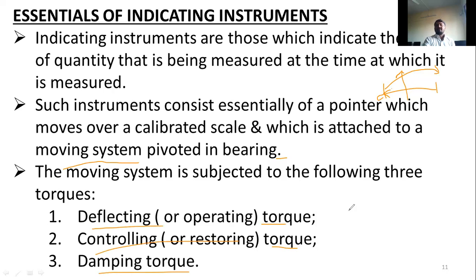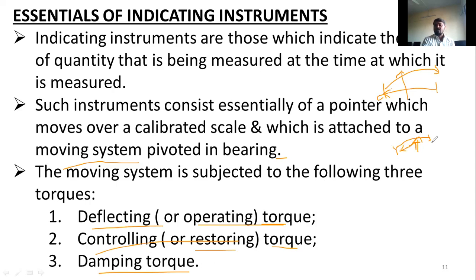Deflecting torque means operating here now. Operating means it goes from zero to a non-zero value. It is going to indicate some value. For that reason, the torque required to show or indicate the value is called operating torque or deflecting torque. Restoring torque means once it has indicated the value, after removing the supply, it should come back to zero. That is called controlling or restoring torque.